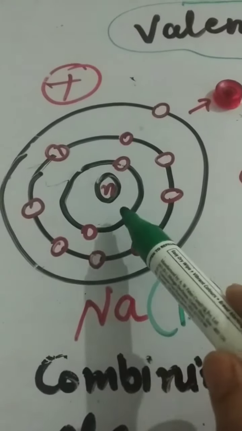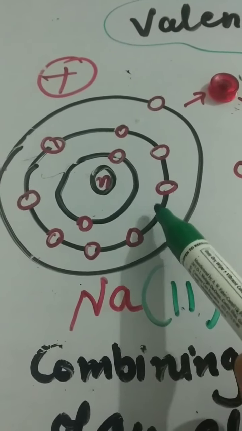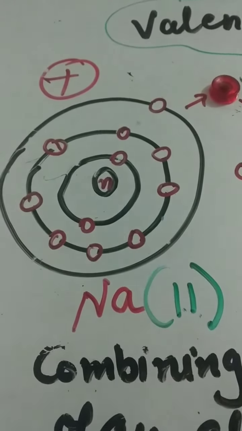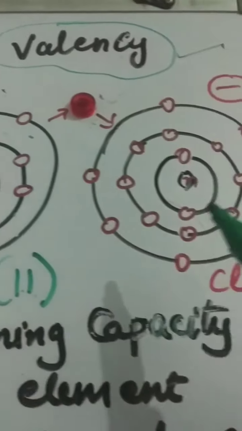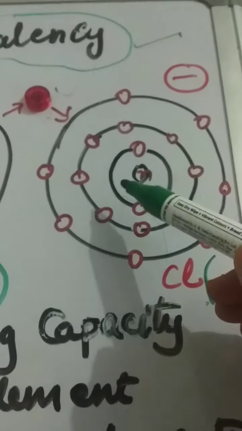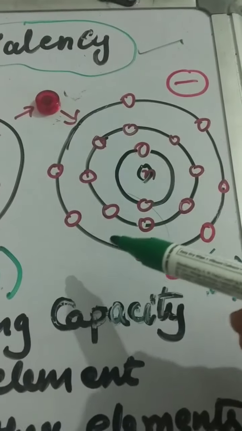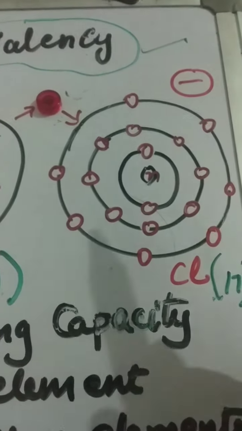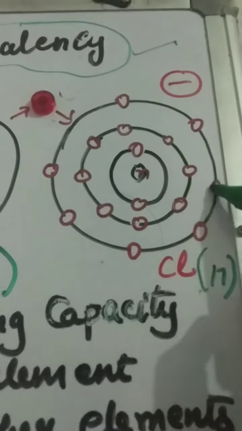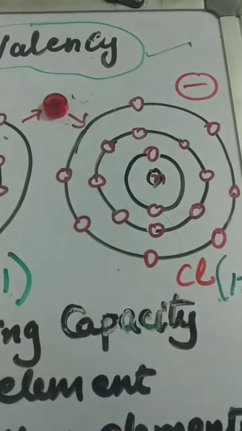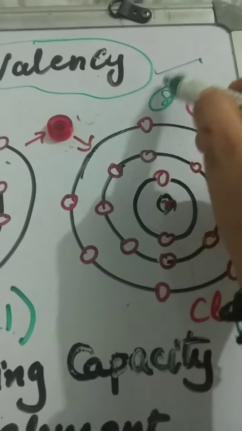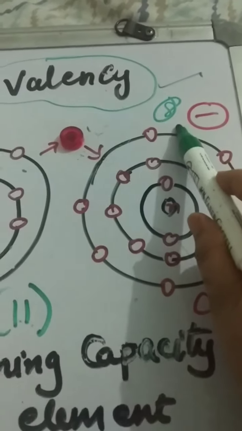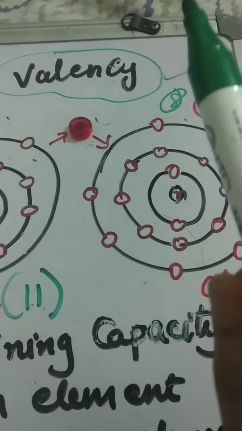So in sodium, the first shell has 2 filled, the second shell has 8 electrons filled, only 1 is left, and that is in the third shell. In the case of chlorine, the first shell is completed, the second is completed, and in the third only 7 are present: 1, 2, 3, 4, 5, 6, 7. And we know the capacity of this shell is 8. So to complete its octet, chlorine needs 1 electron.